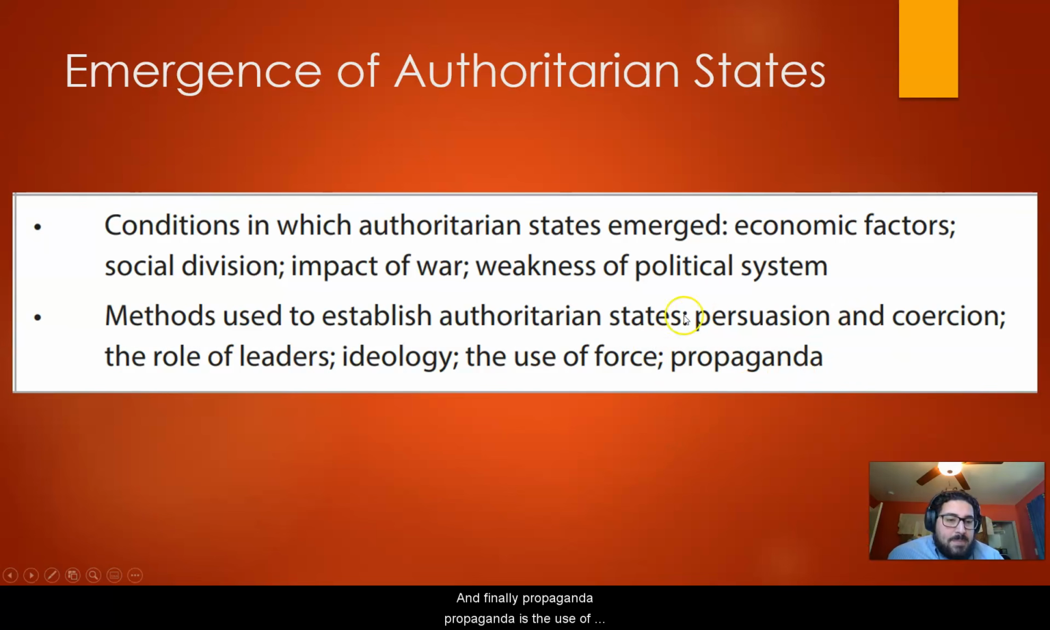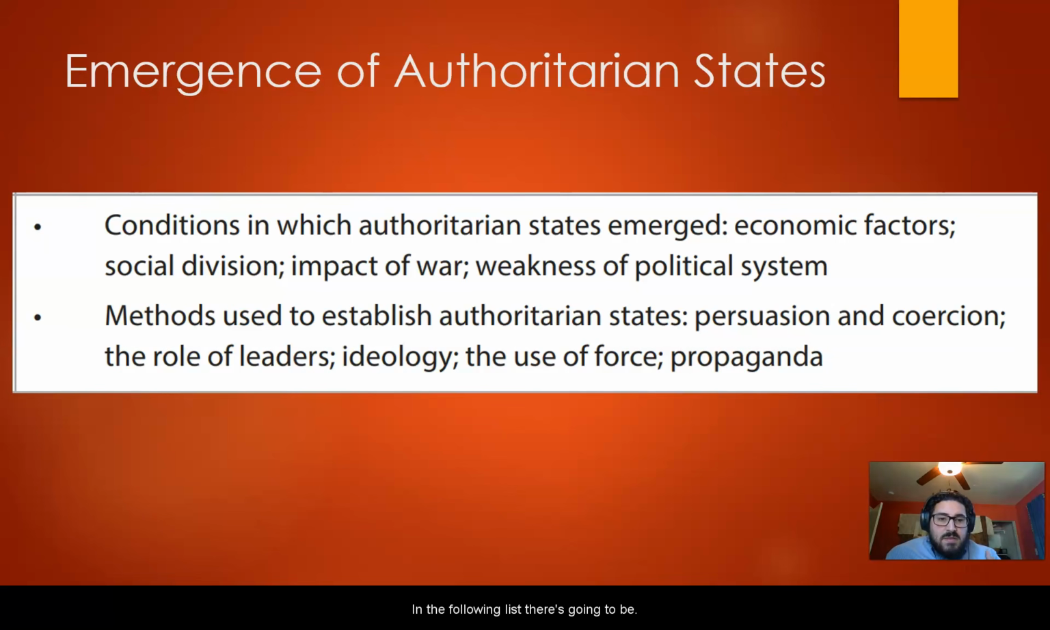And finally, propaganda. Propaganda is the use of spreading a message, spreading some sort of biased point to convince people to join you. It's manipulating narratives, it's lying, it's twisting situations so that you can portray yourself, you can portray your message as truthful.